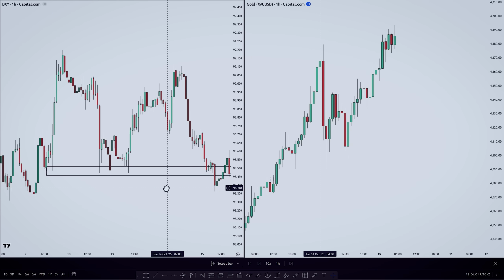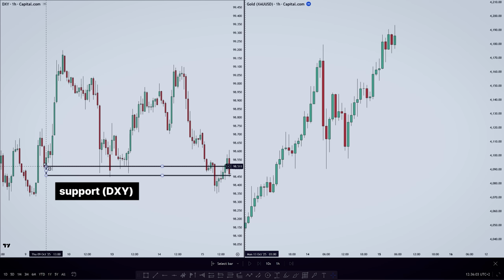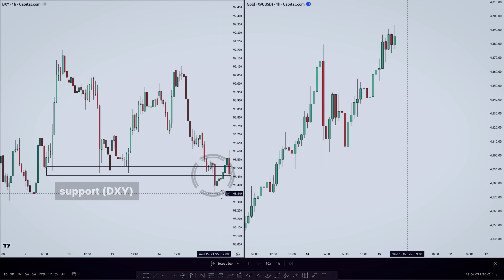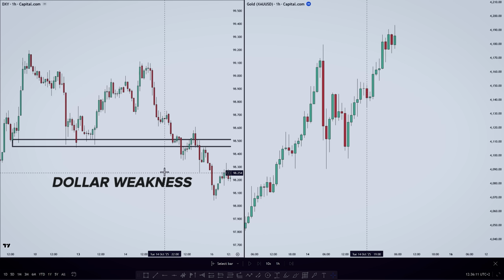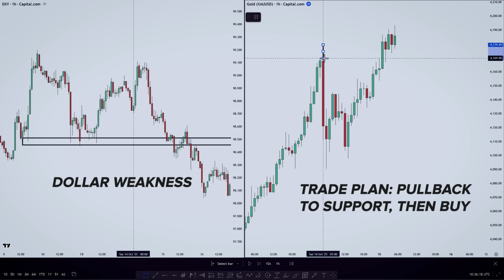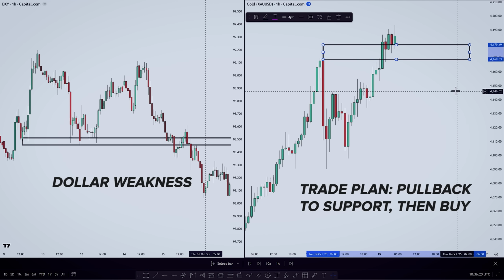Look at dollar index here. See this support level? Price tested it several times. Now watch. This candle closes below. Clean break. So dollar weakness confirmed. Now see how gold is just starting to move. It hasn't taken off yet, so I wait for the pullback.